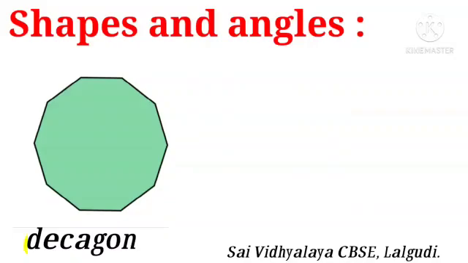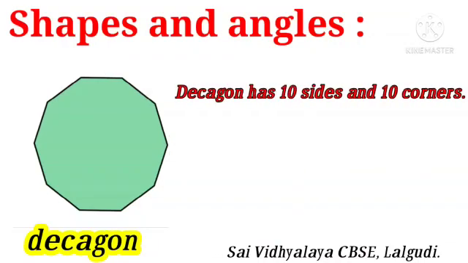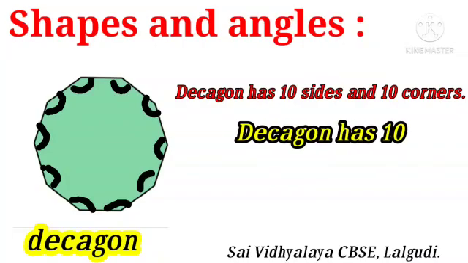Next, decagon. D-E-C-A-G-O-N. Decagon is a 10-sided polygon. It has 10 sides and 10 corners. Now draw angles inside decagon. Decagon has 10 angles.